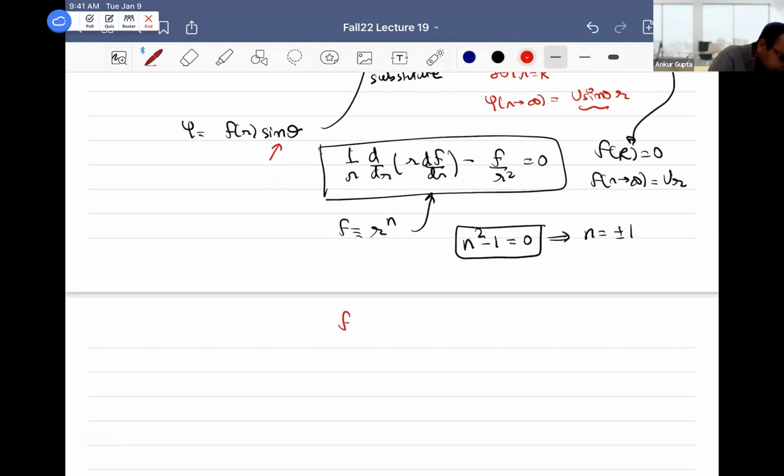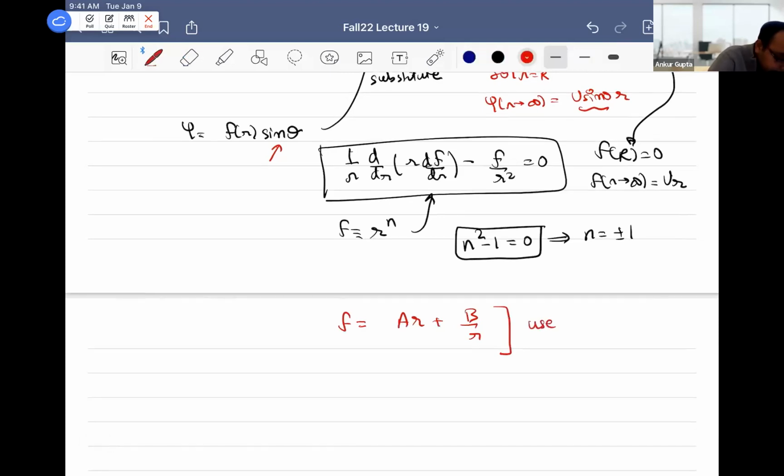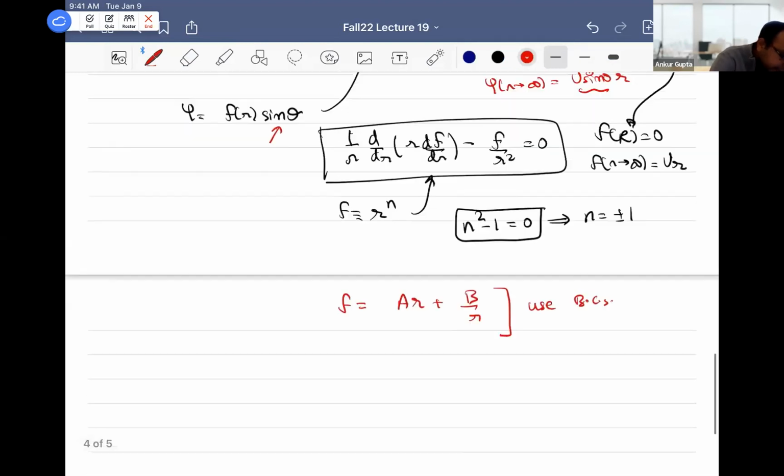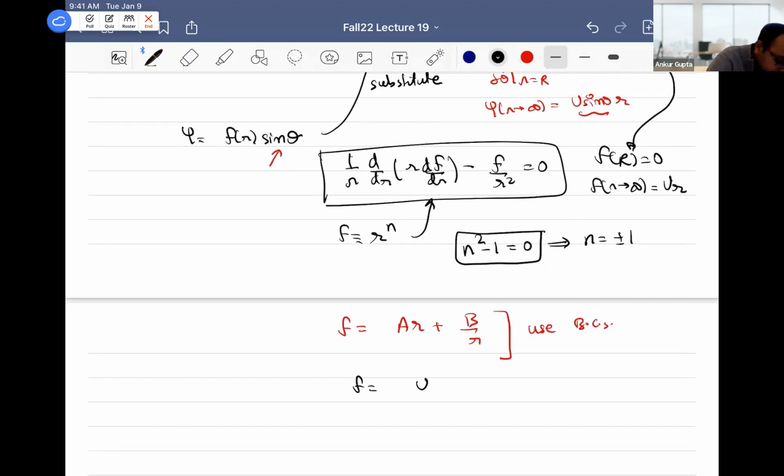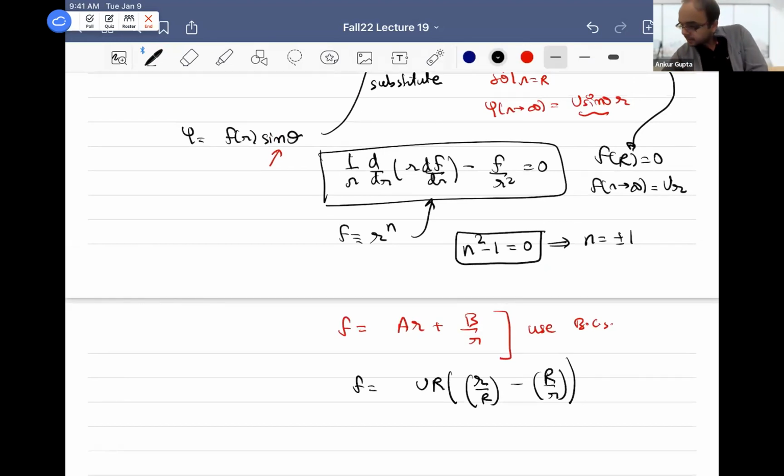And finally, you will get f as ar plus b by r. You use boundary conditions, and then you will get f as u r times small r by capital R minus capital R by small r. Let me check if this answer is correct. Right. So this is what you get out. Okay. So this is just like 5 or 10 minutes of math. Just get this expression out and you plug in the boundary conditions and you get this.